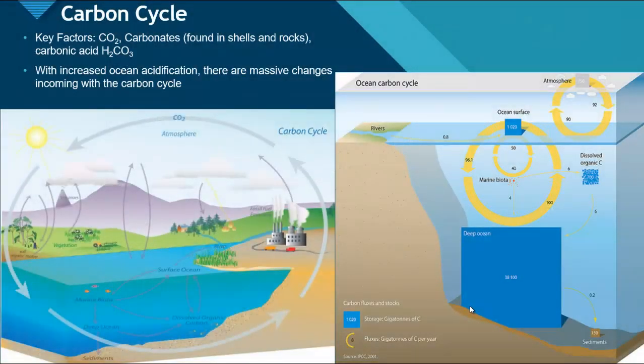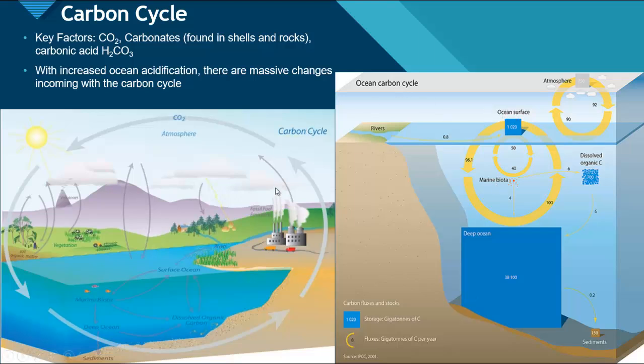But for now, what the carbon cycle is exactly what its name implies. It's where carbon is and how it moves from place to place. And as you saw in the video, it can move around for a bunch of different reasons. The key factors that we're concerned about when talking about this are CO2, carbonates, which are sequestered carbon. They're usually solids. You're going to find it in things like shells and rocks. And with increased acidification in the ocean, the water being more acidic, acids are good at dissolving carbonates. So if you get more acid, you turn carbonate into carbonic acid, which is bad, which we'll get to in a bit.